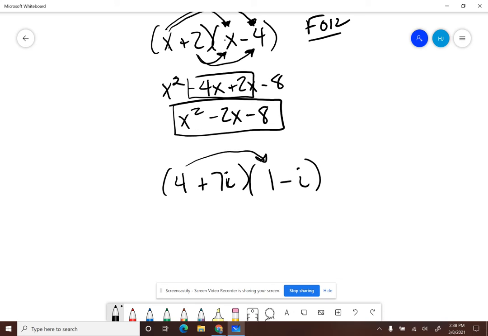So I'm going to do 4 times 1, which is going to be 4. And then I'm going to do 4 times negative i. Well, 4 times negative i is just negative 4i, okay? Then I'm going to do 7i times 1, which is just going to be 7i. And then here I'm going to get 7i times negative i. So I'm going to get negative 7i squared, okay? And again, just take a look at that. We'll look at that in detail here in just a second, but it kind of makes sense.